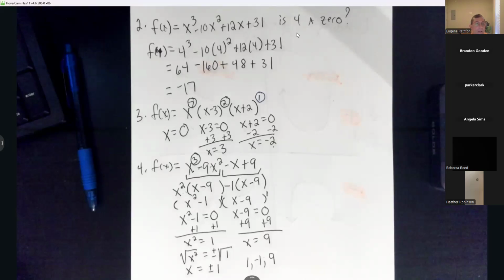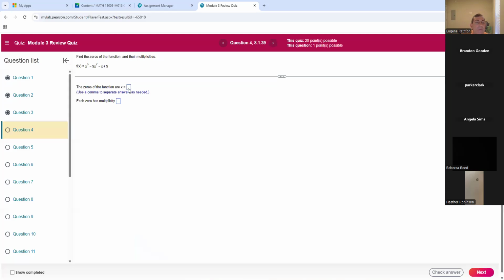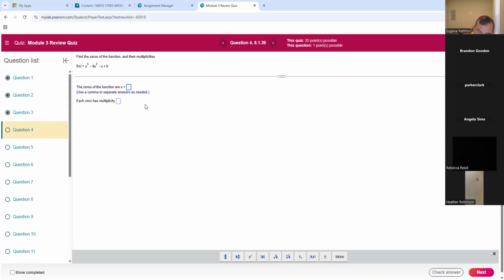We just got to list our zeros, and it doesn't even say what order. So we can do 1, comma, negative 1, comma, whoops. See, I would miss that because I got decimals there. So let me find a comma. There we go. And then negative 1, comma, and then I had a positive 9. And then I would come down here and say each one had a multiplicity of 1. All right, y'all, that's a trick on those.